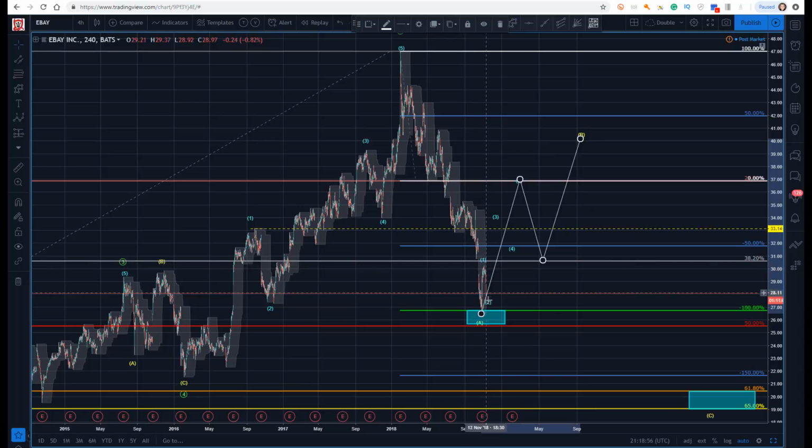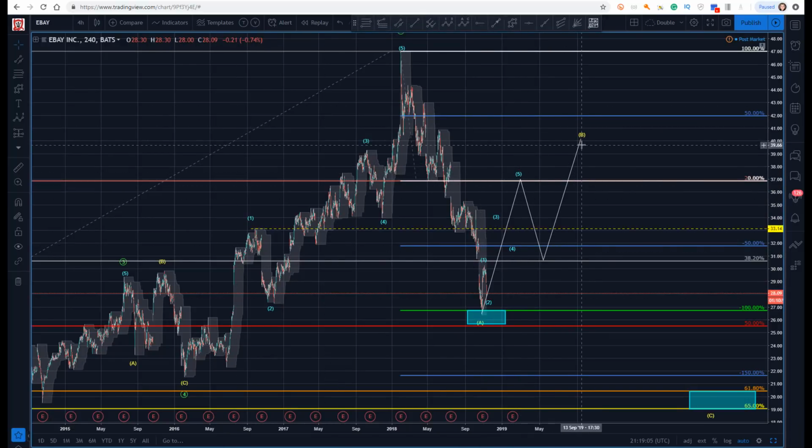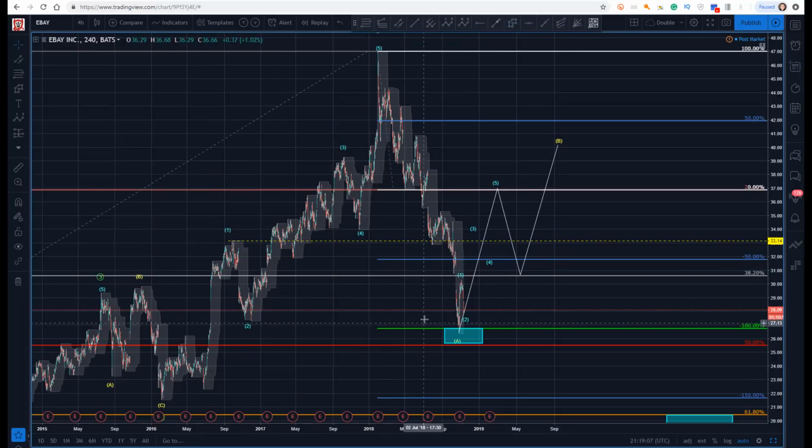So we're going to come up 1, 2. If this holds and you come up here, if you can get a motive wave, right? We could have a diagonal. We could have a leading diagonal in the A wave of the B wave. So we could have a diagonal. So this pivot here needs to hold.